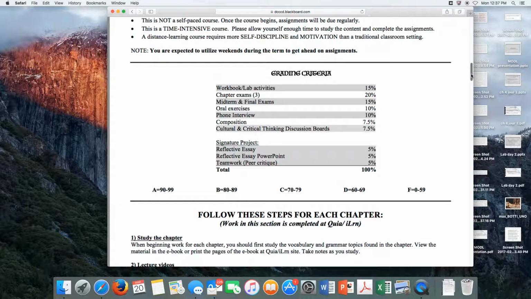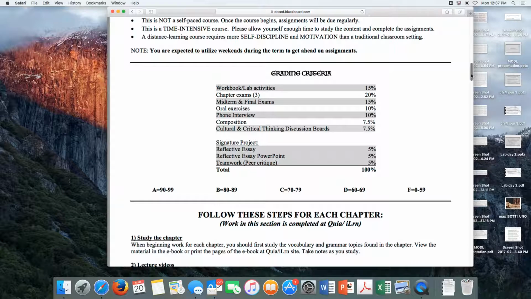You will create one composition in Spanish, and I will give you a topic that's already available. You will also participate in discussion boards in English regarding topics pertaining to a Latin American culture. I believe this semester we're talking about Mexican culture and the Day of the Dead. So you need to watch a video and then compare your culture with the culture displayed in the video.